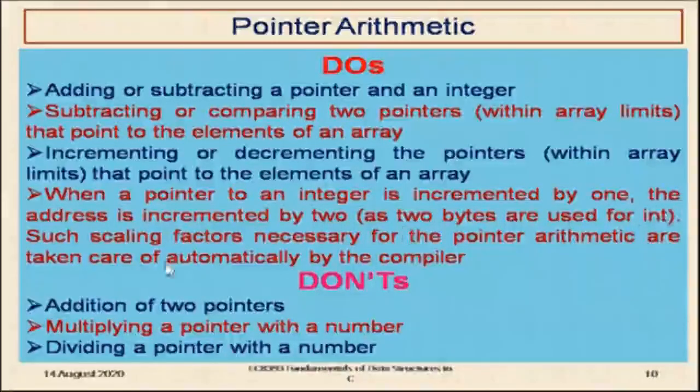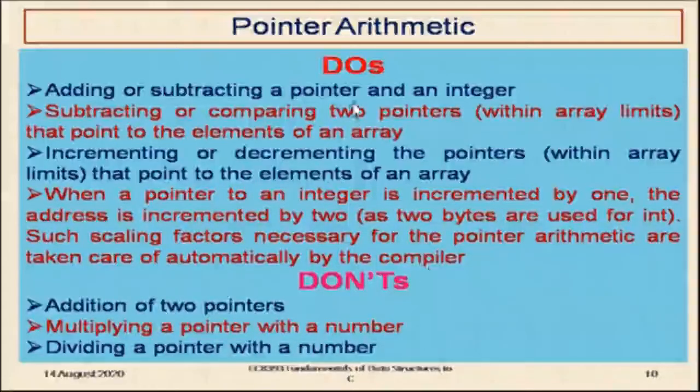And when a pointer to an integer is incremented by 1, as we have seen in the last slide also, the address is incremented by 2, as 2 bytes are used for an integer. If you use a floating point, it will be added with 4 bytes, so that it will point to the next data. Such scaling factors necessary for pointer arithmetic are taken care of automatically by the compiler.